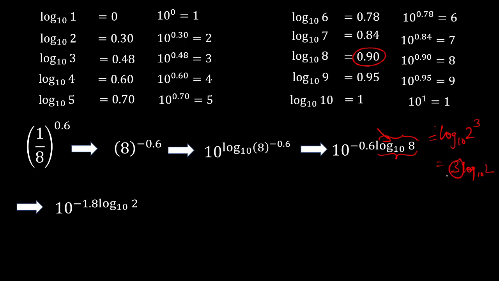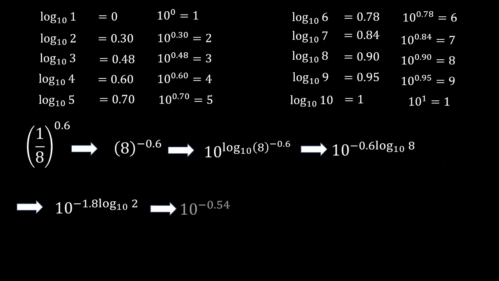So this 3 gets multiplied to minus 0.6 here. That becomes minus 1.8 times log 10 2. Okay, then we can use the value of log 10 2. So minus 1.8 into 0.30. You can multiply it and you will get minus 0.54. Now this is very interesting. Now here you have almost got the answer. You are very happily in the base of 10. Before you were in the base of 1 by 8. Now we are in the base of 10.